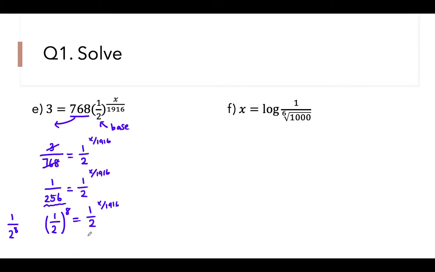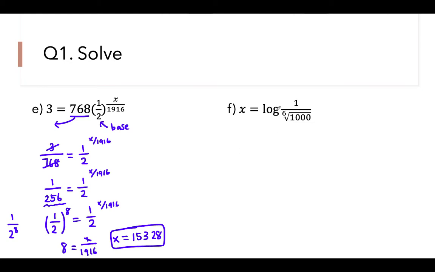Okay, so now that the base is the same, which is half, I'm going to equate the exponents. So 8 is equal to x over 1916. So I'm going to move 1916 times 8. So x is equal to 15,328. And that will be my answer. So rule of thumb is that if you're given a number other than a base that's attached to the exponent, then always try to collect the like terms by either dividing, multiplying, or adding or subtracting.